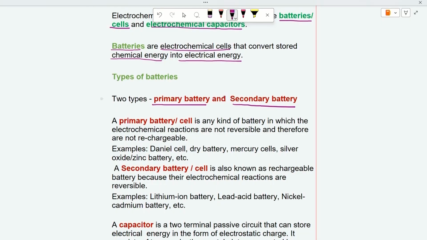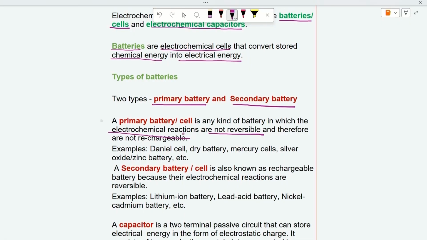Now, let us see what we mean by a primary battery or primary cell, or a secondary battery or secondary cell. A primary battery or cell is any kind of battery in which the electrochemical reactions are not reversible. That is, there will be a chemical reaction undergoing and this chemical energy is being converted into electrical energy, and this can never be reversed. That is, if you supply electric current to it, you cannot reverse this reaction and then use it again.